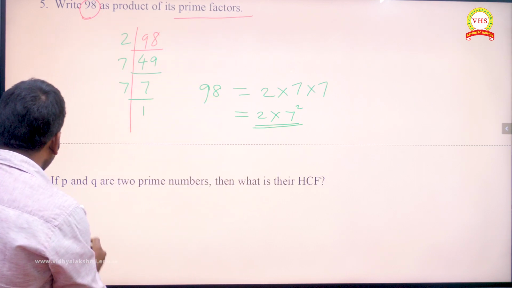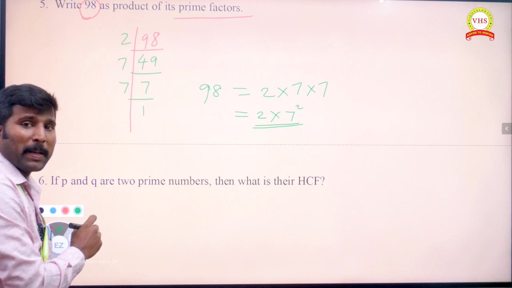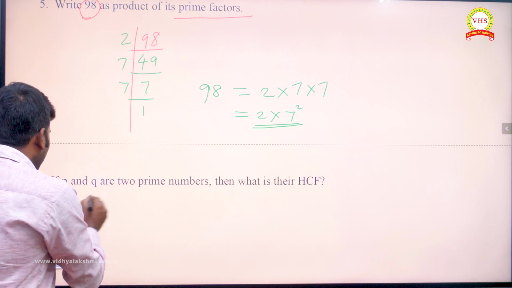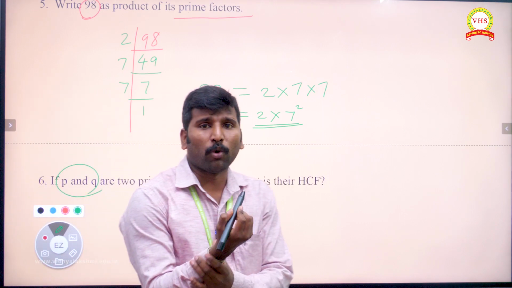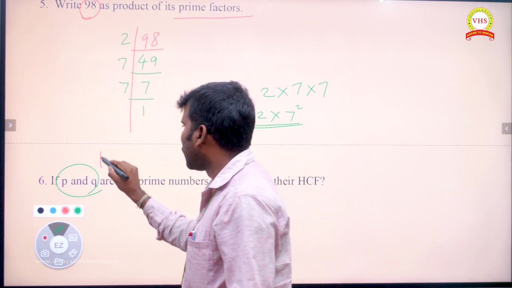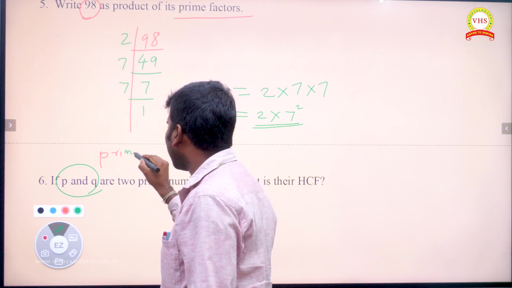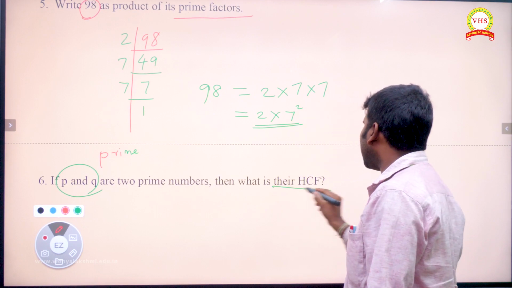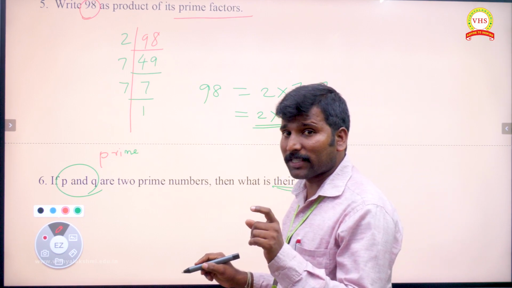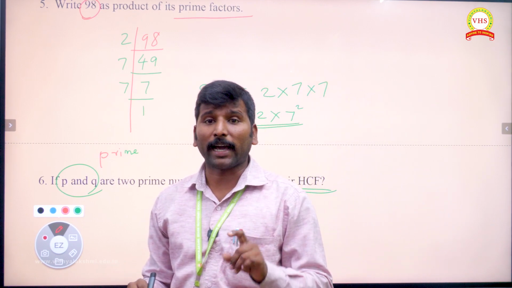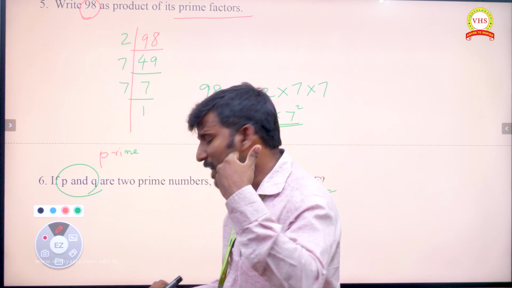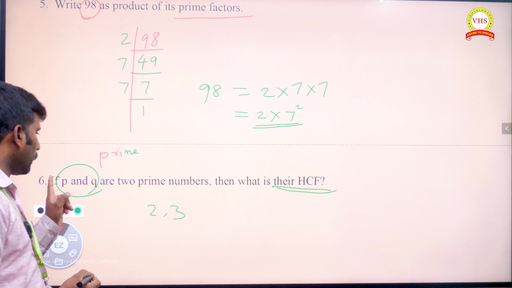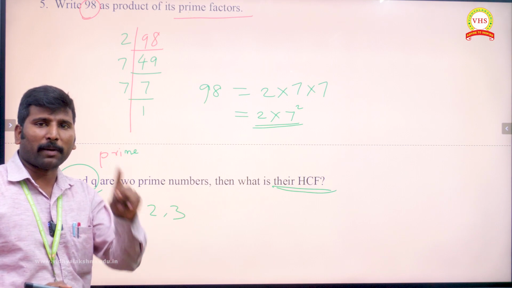Okay. Next one, if p and q are two prime numbers, they said p and q are prime. They are telling clearly it's a prime number. We'll see now, after prime, what is the HCF? See, prime numbers always have no common number other than 1. If you take any prime numbers, say 2 and 3, suppose p value 2 and 3, there is no common number other than 1.